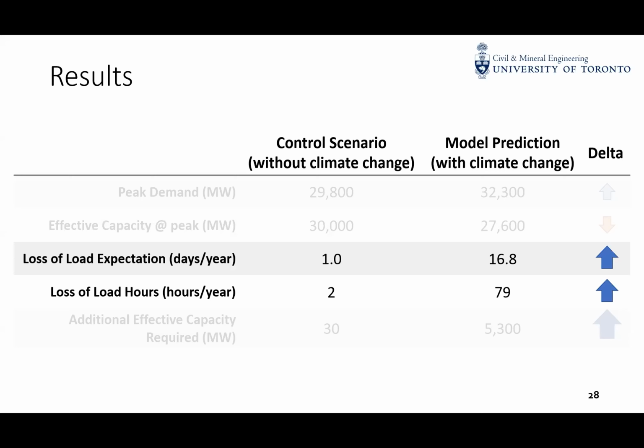Moving on to the adequacy metrics from our power system. So loss of load expectation, or LOLE, again represents the number of days with a loss of load event, or the frequency. And the loss of load hours, or LOLH, is the total number of hours with a loss of load event, or the magnitude of the issue. As you can see from both LOLE and LOLH, climate change introduces more loss of load events in 2040. And just as a reminder, the adequacy standard states that the LOLE should be less than 0.1.